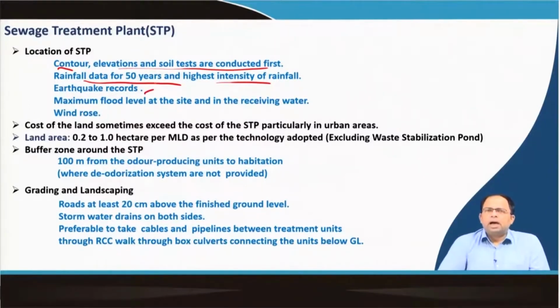We should also look into the earthquake records, and the maximum flood level at the site, and in the receiving water body wherever we are putting in the sewage. We would look into the windrows, because sometimes there is smell or odor from the sewage treatment plants, which also needs to be controlled. So, in many cases we find that the cost of land is high, because the sewage treatment plant has to be set in an urban area, particularly in case we want to reuse the water, that means we should have the sewage treatment plant within the urban area, so that after reuse we can again send back the water.